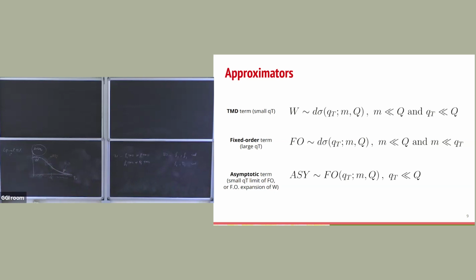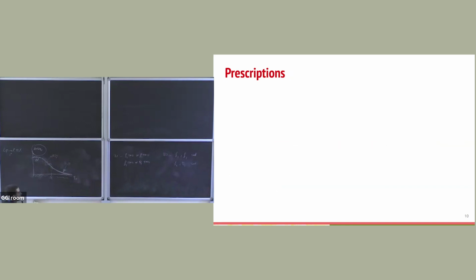Okay, so once you define the approximator, there are several ways you can combine these approximators in order to smoothly describe your observable, your cross-section. So the first one is the so-called additive prescription. You take W for the small transverse momentum, then you have the fixed order for the large transverse momentum, and then you subtract the asymptotic part, Y. So by the way, what you have in parentheses here is also called the Y term, what Elena called the Y term. So this is the W plus Y prescription.